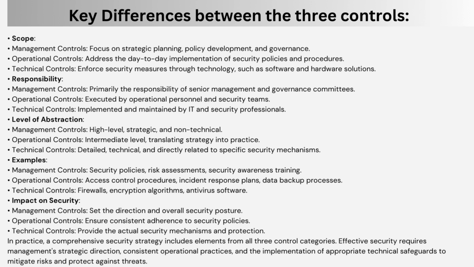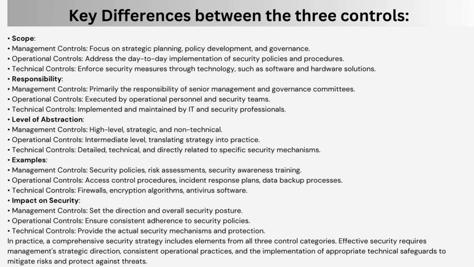Level of abstraction. Management controls are high-level, strategic, and non-technical. Operational controls are intermediate level, translating strategy into practice. Technical controls are detailed, technical, and directly related to specific security mechanisms.